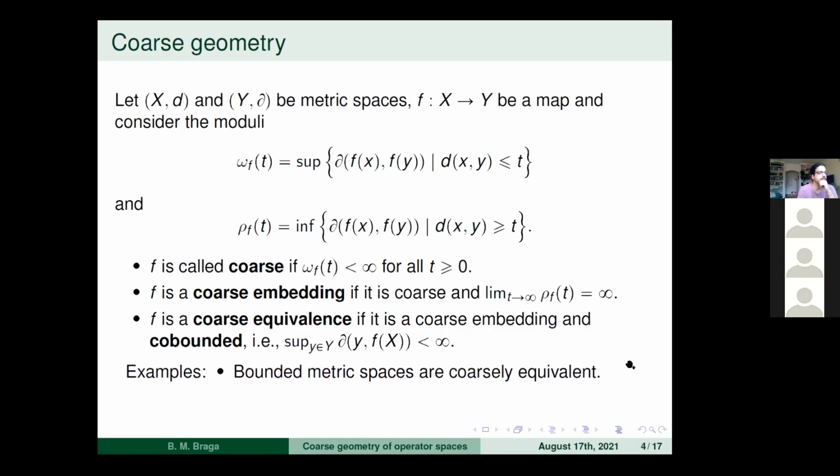And just very basic examples here. So in coarse geometry, you don't really care about what is happening at a small scale. So any metric space with bounded diameter is automatically coarsely equivalent to a single point. And if you want some example which isn't of bounded diameter, Z and R, if you just consider the inclusion from Z into R, this is a coarse equivalence. So it takes care of the general shape of the space in a large sense, but not really locally.